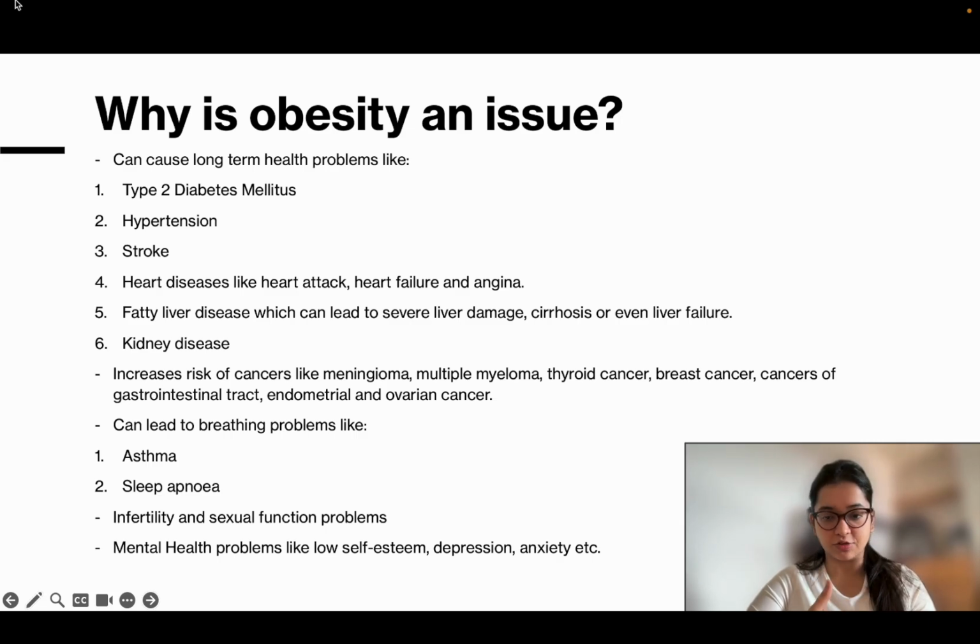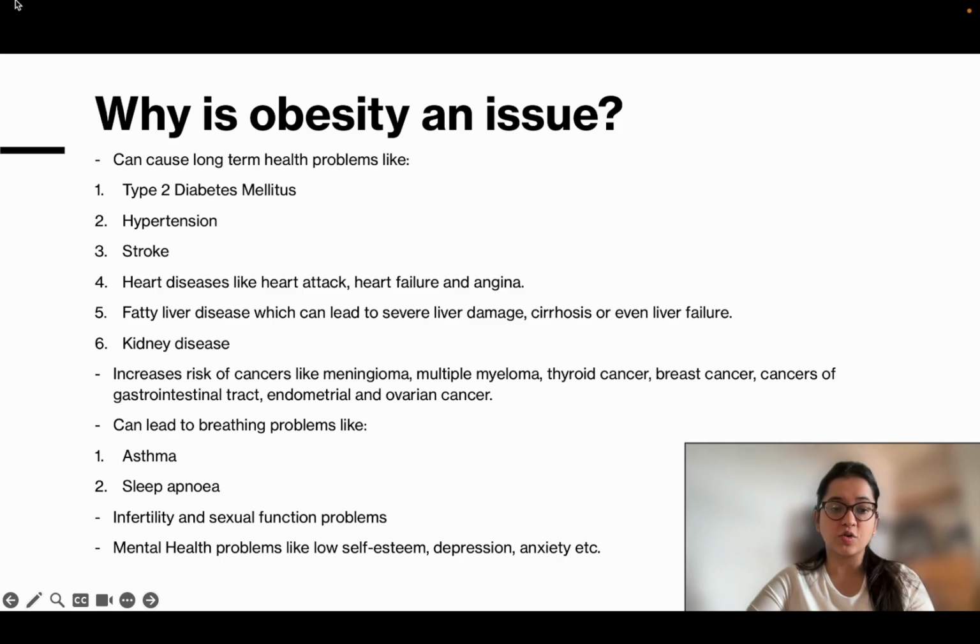Second one being hypertension, which is high blood pressure. Third one being stroke, which basically means the supply of blood to one part of your brain is stopped. This is very common in people who are obese and less common in people in the healthy weight range. It can also lead to heart diseases like heart attack, heart failure, and angina.